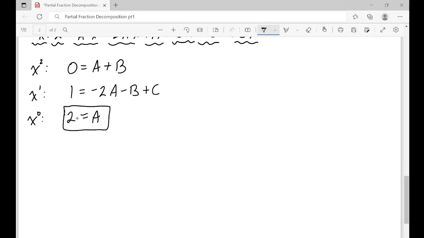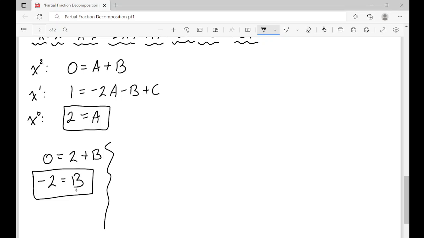So now I need to find B and C. So I can take A, which is 2, and plug it into my first equation and find B. So 0 equals 2 plus B. Subtract 2 over, and I'm going to get negative 2. So B equals negative 2.